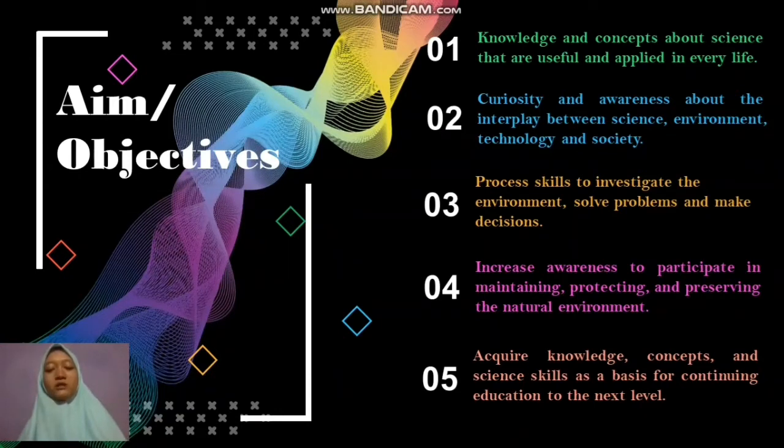Acquire knowledge, concepts, and science skills as a basis for continuing education to the next level.